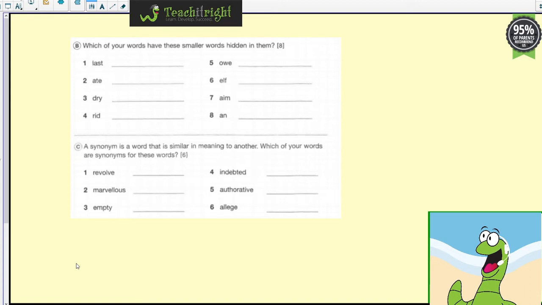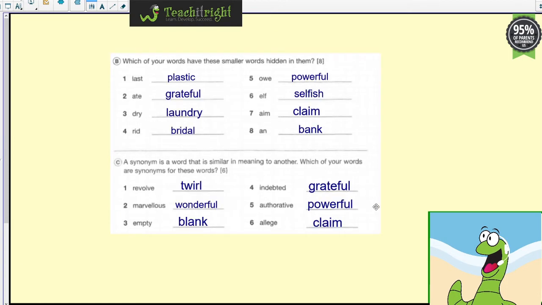So are you ready? Here come the answers. Again, please pause it if you've not finished. And here they are. So there's "last" inside of "plastic", "ate" in "grateful", "dry" in "laundry", "rid" in "bridal", "owe" in "powerful", "elf" in "selfish", "aim" in "claim", and "an" in "bank".